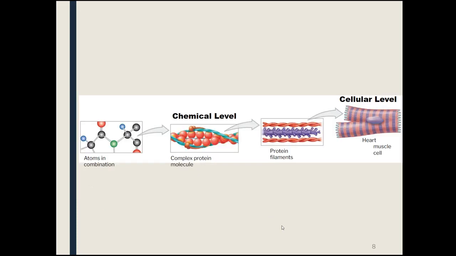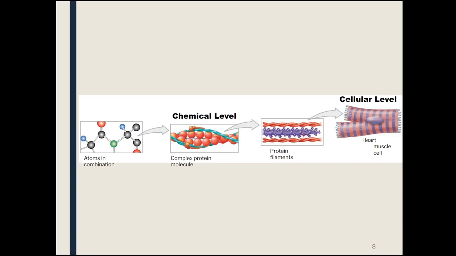Looking here one more time, this is our chemical level. The atoms are coming together in combination to form a molecule, which we will discuss more in depth in our next lecture. This is a complex protein, a type of molecule. These proteins are going to interact to create protein filaments, and we'll look at this in our muscle sliding filament theory when you learn about it in subsequent lectures. These proteins are going to interact with one another. This is actin and myosin.